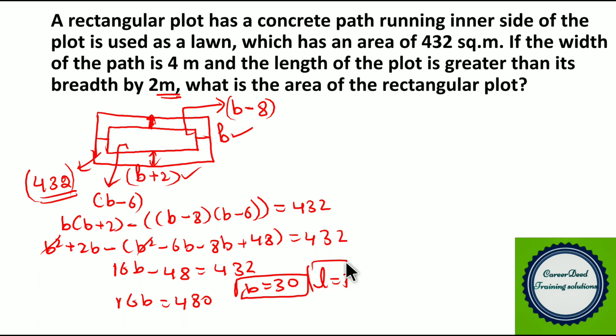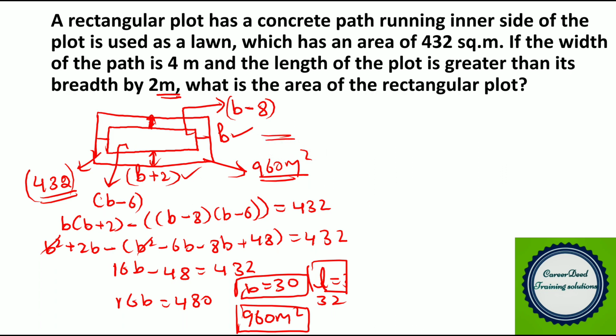Now you are supposed to find the area of the rectangular plot. So 30 into 32, you get 960 meters square. So the area of the rectangular plot is 960 meters square. So this becomes our answer. You have to find the complete area of this rectangular plot, that is 960 meters square.